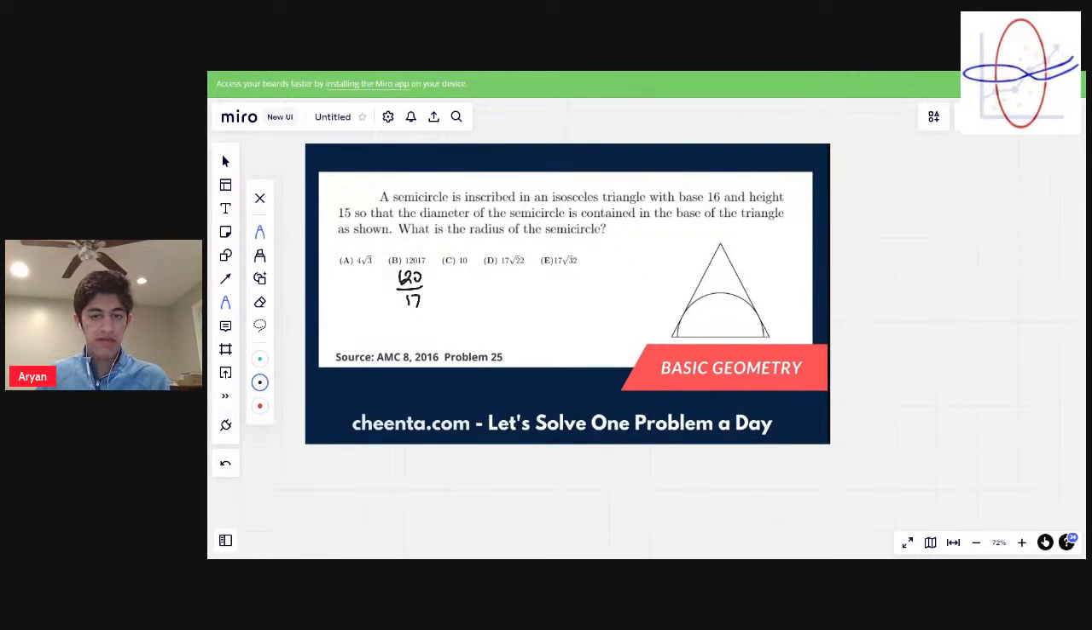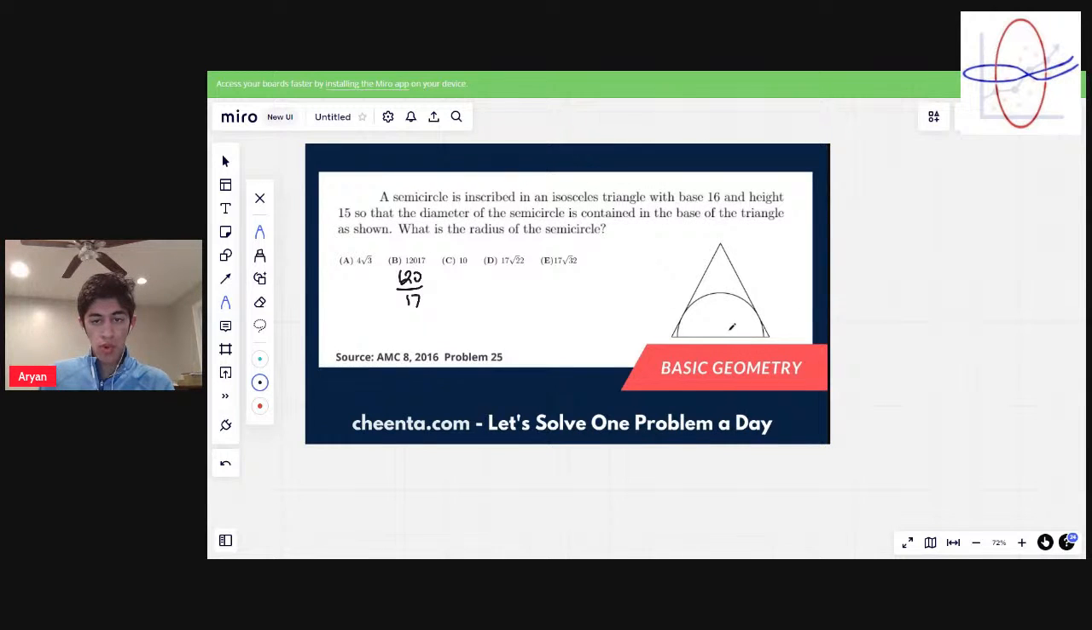Today we're going to be looking at the following problem from AMC 8 2016, and this is problem number 25. And let's get a quick read. A semicircle is inscribed in an isosceles triangle with a base of 16 and a height of 15, so that the diameter of the semicircle is contained in the base of the triangle, as shown. We're asked to find the radius of the semicircle. Before we start, I just want to point out that answer choice B should actually read 120 divided by 17. So we'll just keep that in mind.